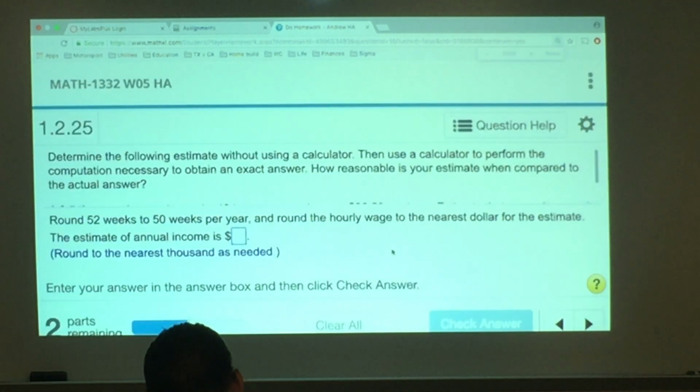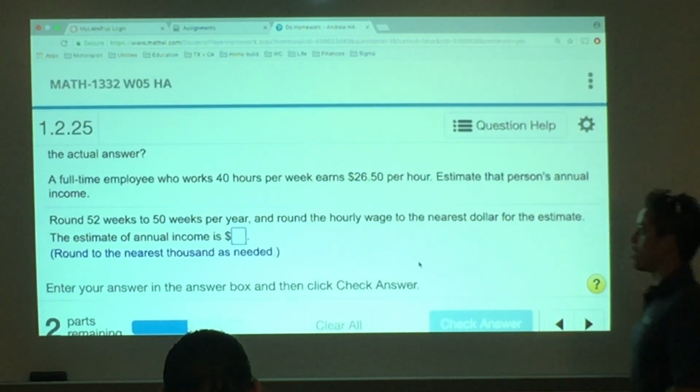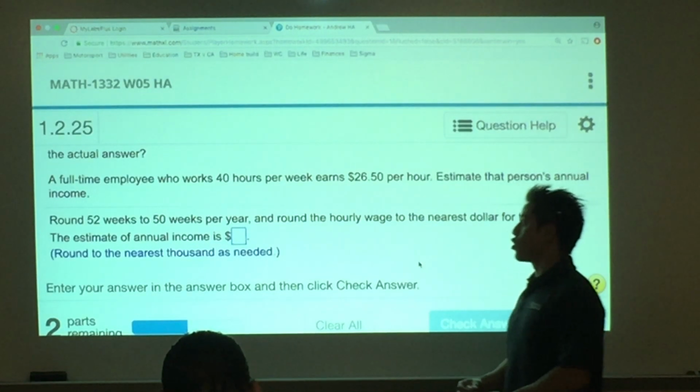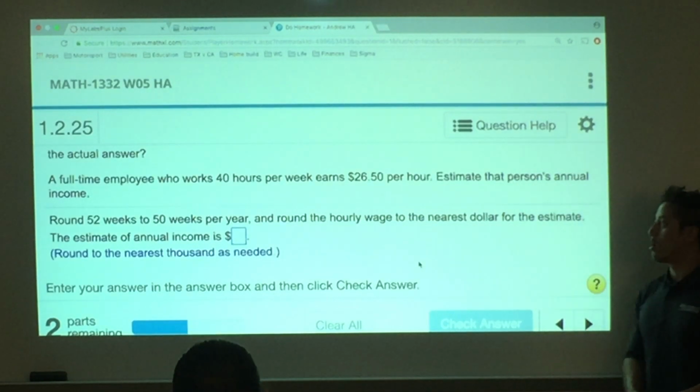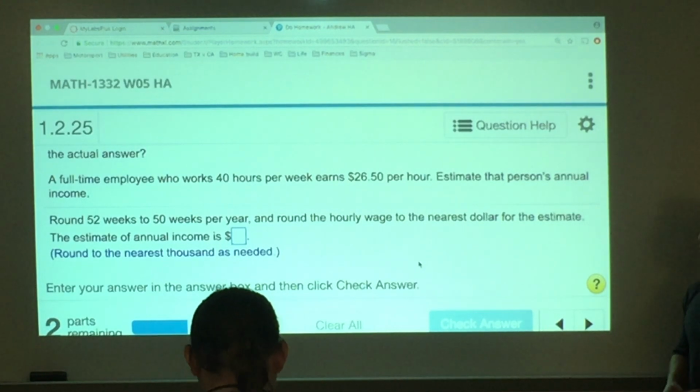And let's do this one, okay? Let's do this one together. We're going to estimate this, and then we'll find the exact. A full-time employee who works 40 hours per week earns $26.50 per hour. Estimate that person's annual income.